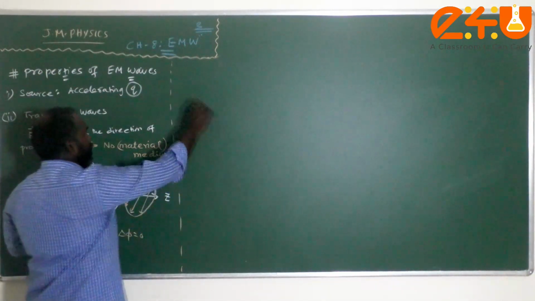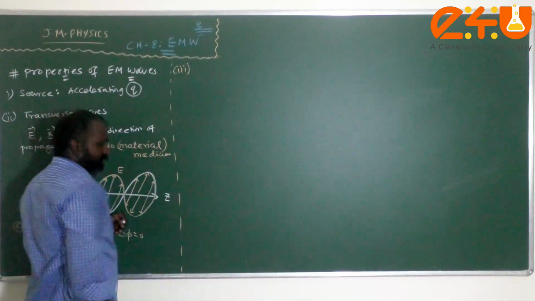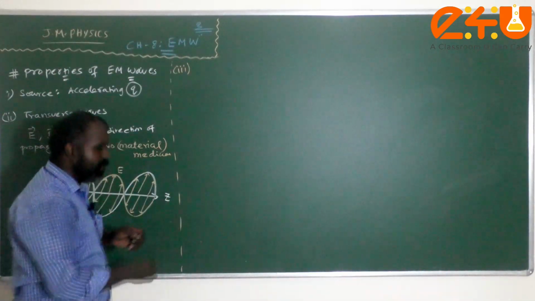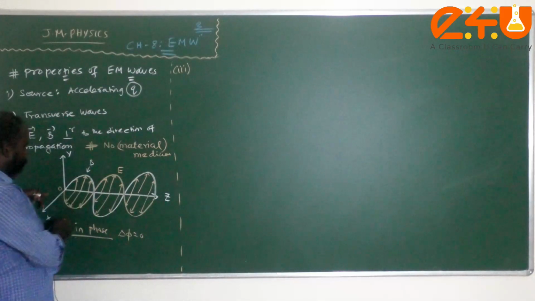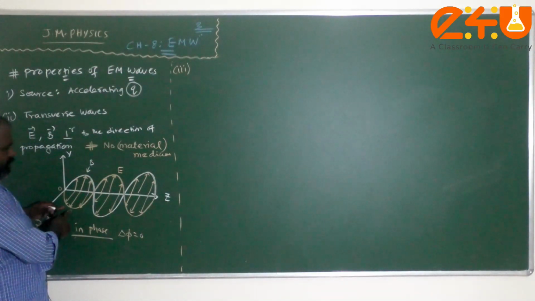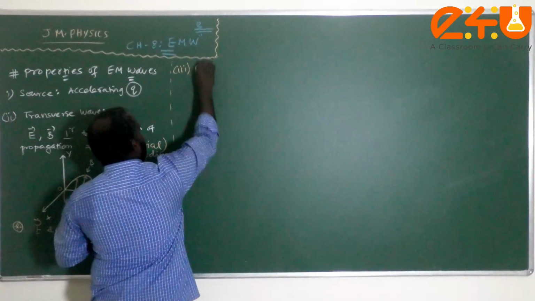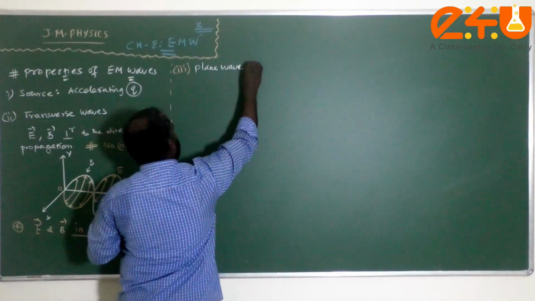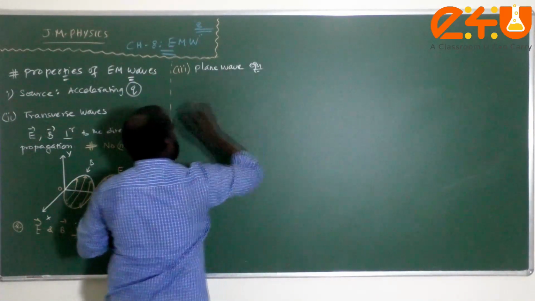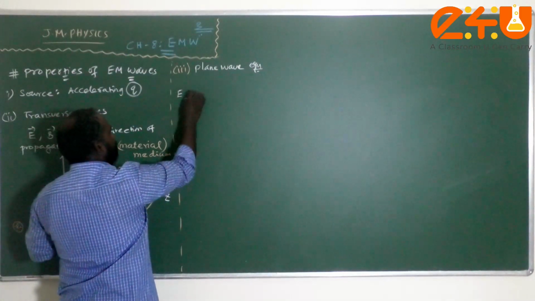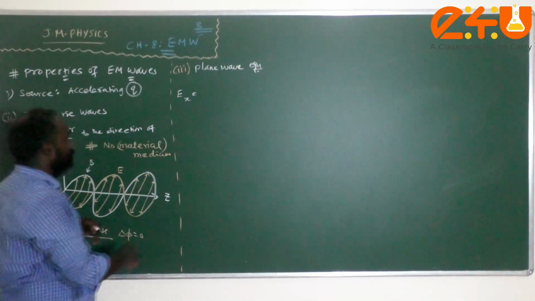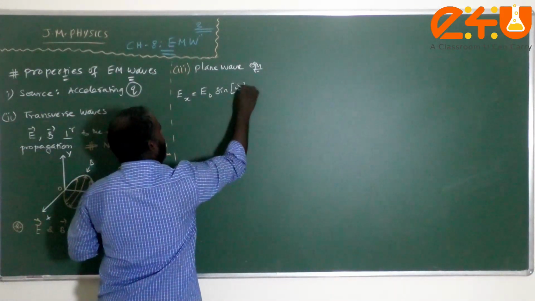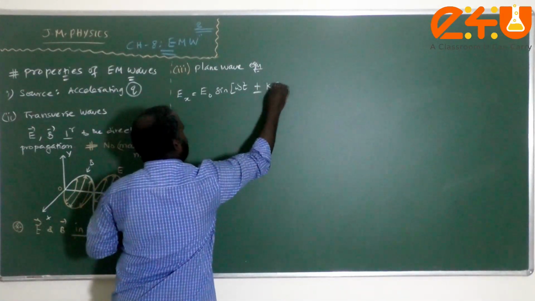So now I will go for the third property. Yes, children, what is the third property? Yes, the plane wave equation. The plane wave equation, what we are going to write. As per this diagram, we assume that along the x direction the electric field is changing. Therefore I can say it is a plane progressive wave, or simply I can call it the plane wave equation. Yes, what is this plane wave equation, children? We know that along the x direction I am assuming that the electric field is changing. Therefore I can say that Ex equals E naught sine of omega t plus or minus kz.